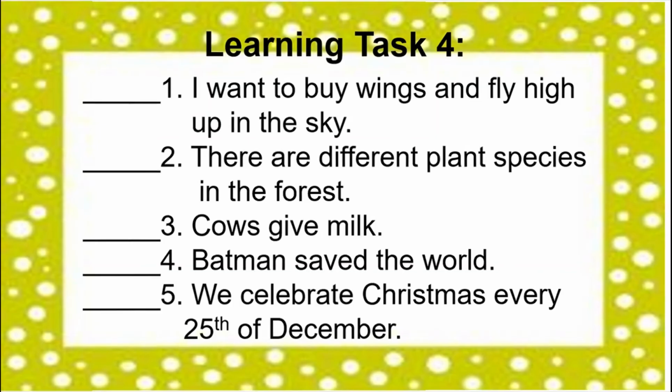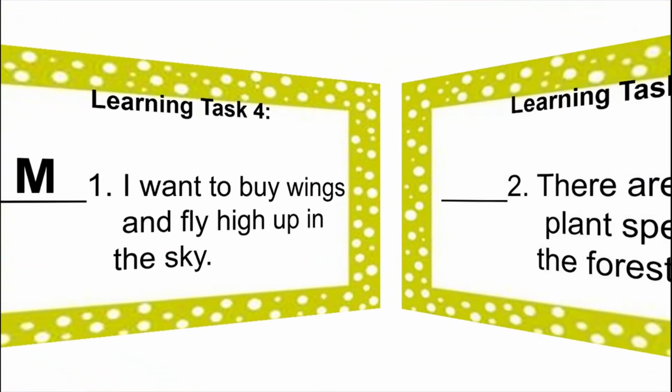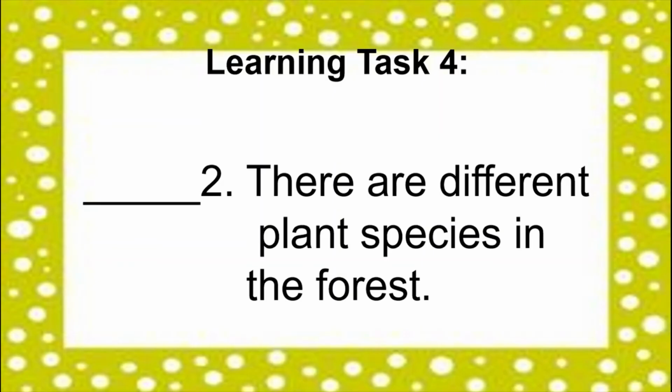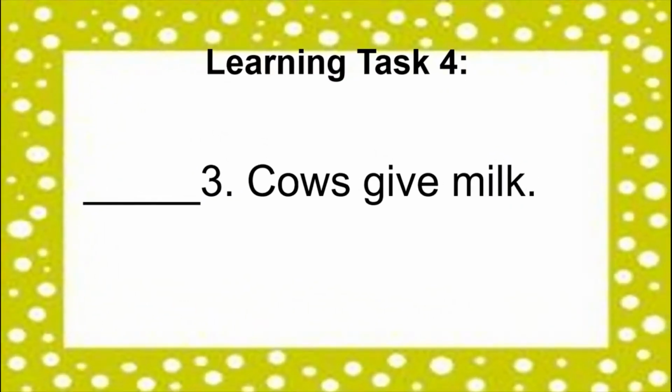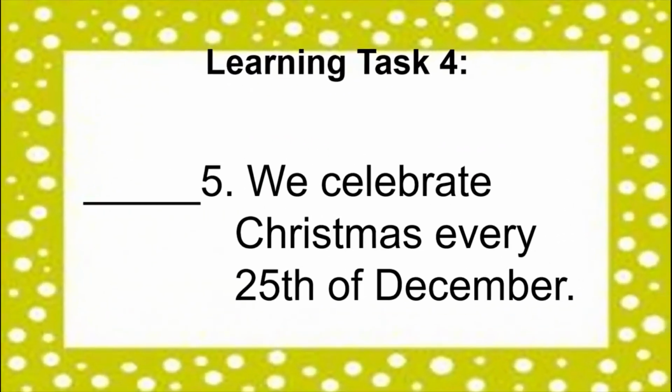Okay, number 1, I want to buy wings and fly high up in the sky. It's M. Number 2, there are different plant species in the forest. It's R. Number 3, cows give milk. The answer is R. Number 4, Batman saved the world. It's M. Number 5, we celebrate Christmas every 25th of December. It's R. Okay? Did you answer correctly, kids?